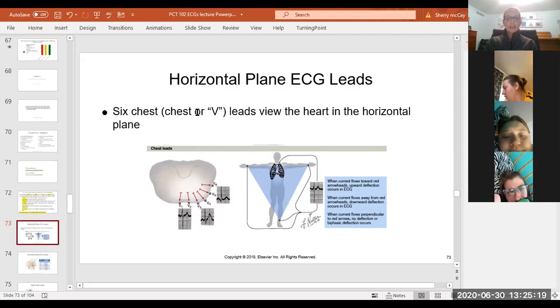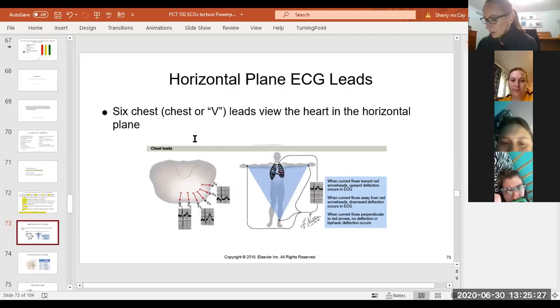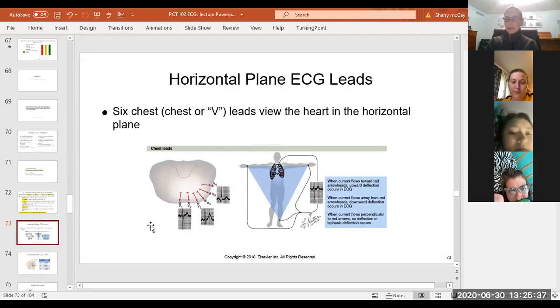Okay, so horizontal plane only. The 6 chest leads view the heart in a horizontal plane, so this is your 1 through 6, okay? And your horizontal plane is just showing you another picture of it. I think the one in the book is much better in the NHA. But you can see where your V1 is the only one on the right side, and then they slowly go back, okay?